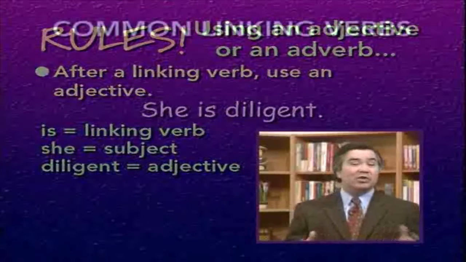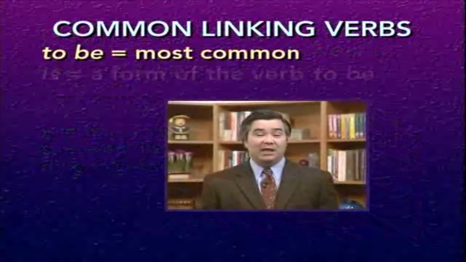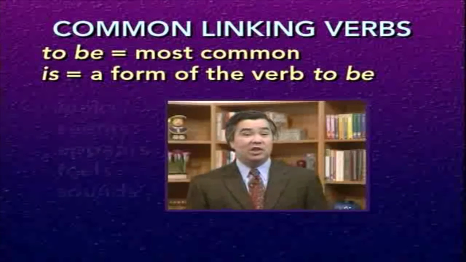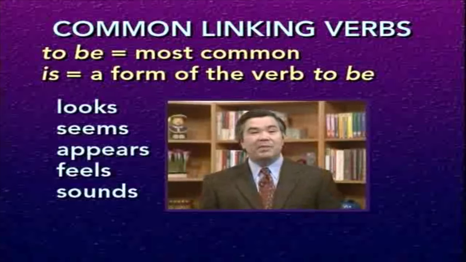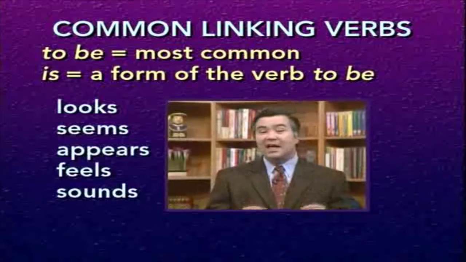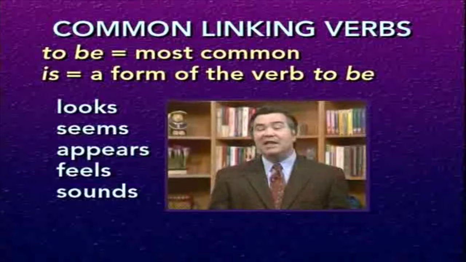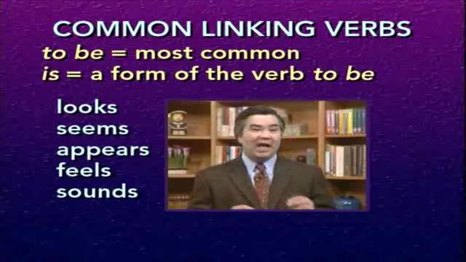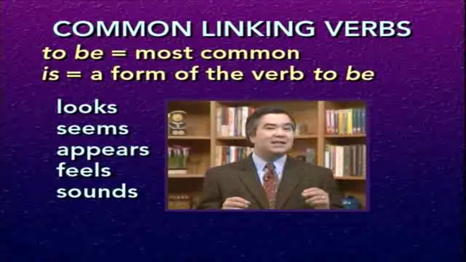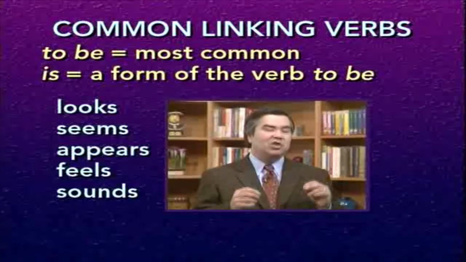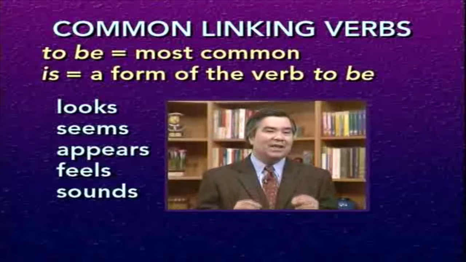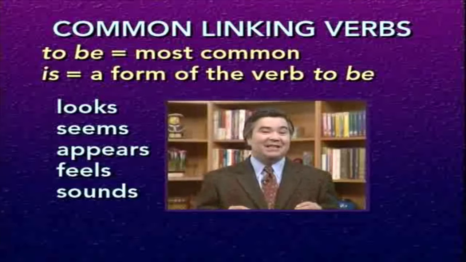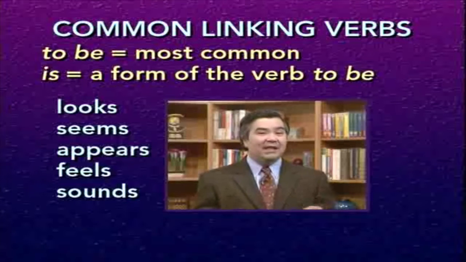Now, the most common linking verb in English is the verb to be, and is a form of the verb to be. But there are many other linking verbs in English. Looks, seems, appears, feels, sounds. All of these can be linking verbs. To determine whether or not a verb is being used as a linking verb or an action verb, stop and ask yourself, is this sentence describing something that the subject is doing, or is it rather saying something about what the subject is? If the latter is the case, then the verb is being used as a linking verb and should be followed by an adjective.